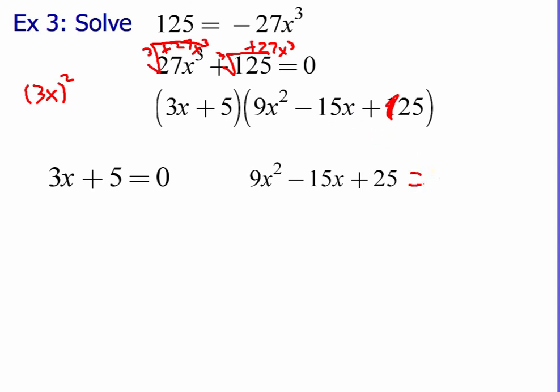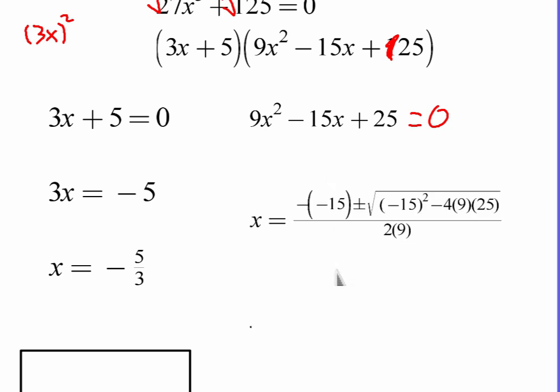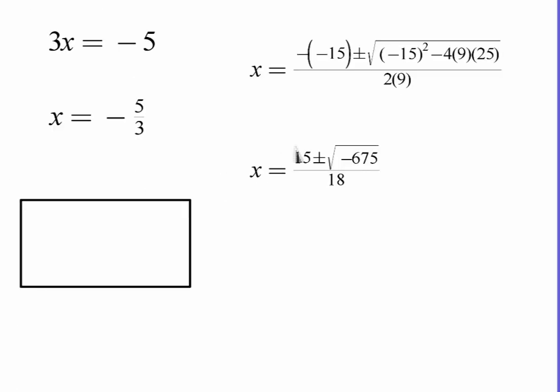Okay, we set them both equal to 0. 3x plus 5 equals 0, so if we solve that, we're going to subtract 5 on both sides and then divide by 3, and that gives us negative 5/3. And then this other one, okay, we can use quadratic formula. That's what I've got here. Or we could use the calculator. There are all sorts of things we could do. If we use the calculator, or if we use quadratic formula, we end up with 15 plus or minus square root of negative 675 over 18, which simplifies out.